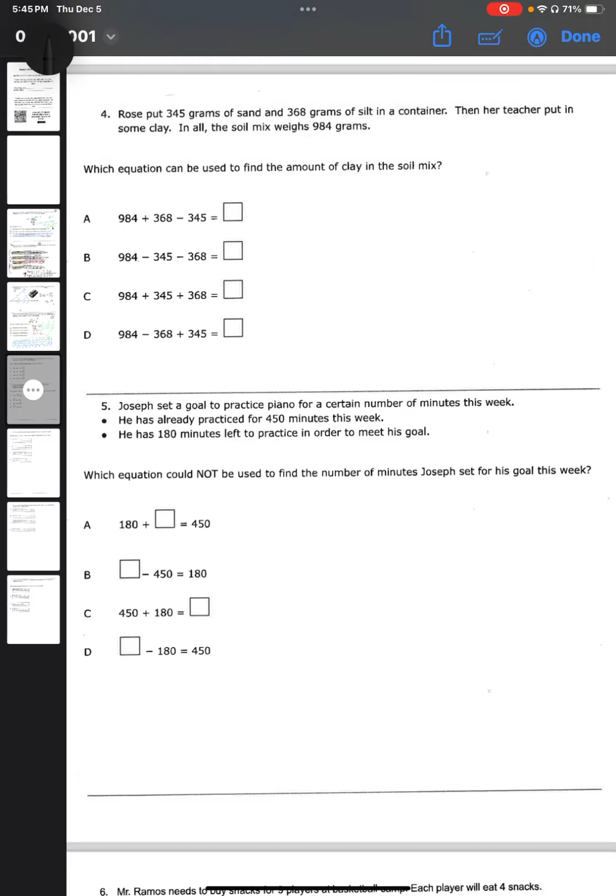Rose put 345 grams of sand and 368 grams of silt in a container. Then her teacher put in some clay. In all, the soil mix weighs 984 grams. Which equation can be used to find the amount of clay in the soil mix? Here's another time that if you will make a model, it helps you to stop juggling so many items in your brain. The model that I most like to use for this is a strip diagram for addition and subtraction.